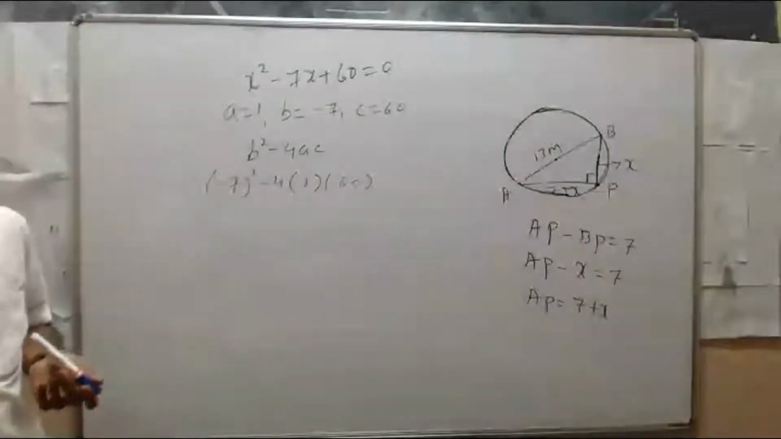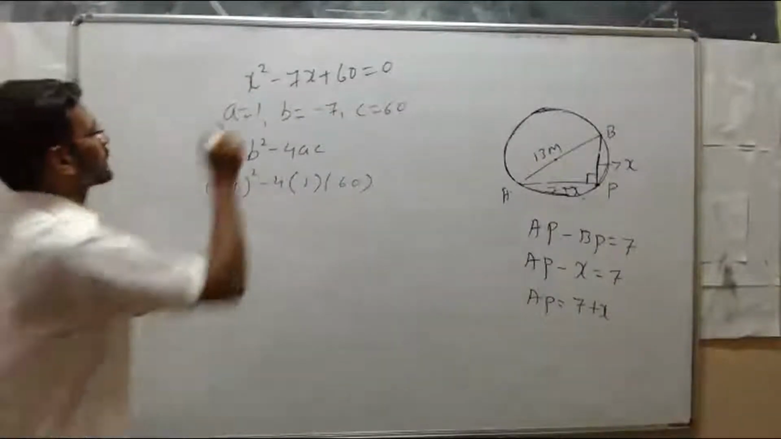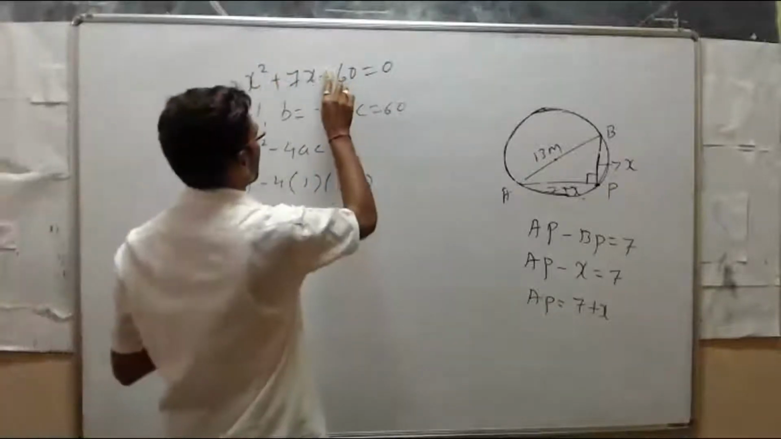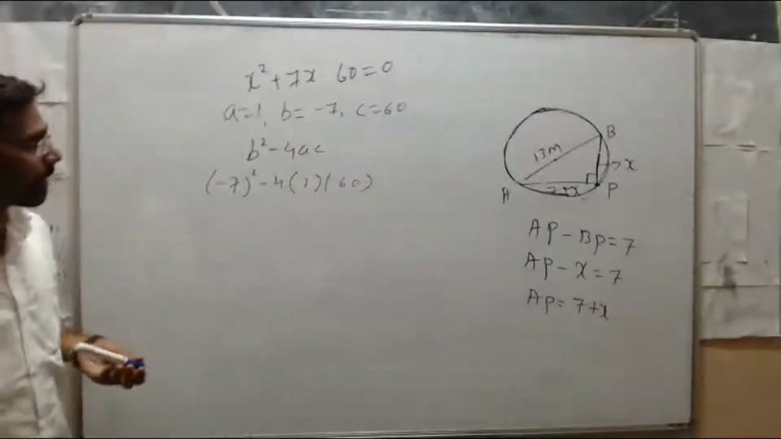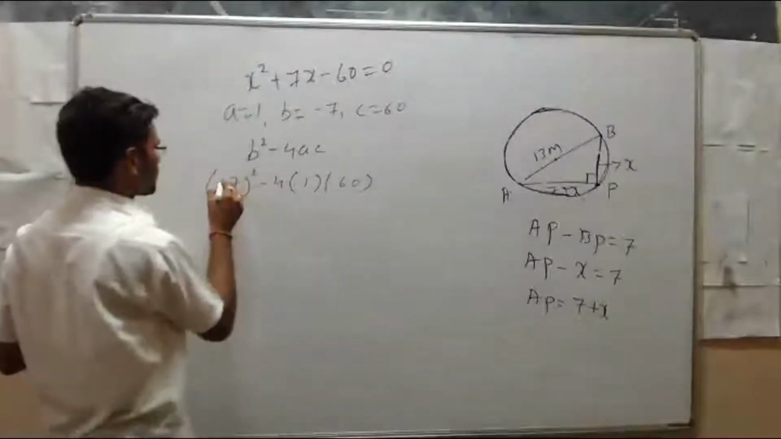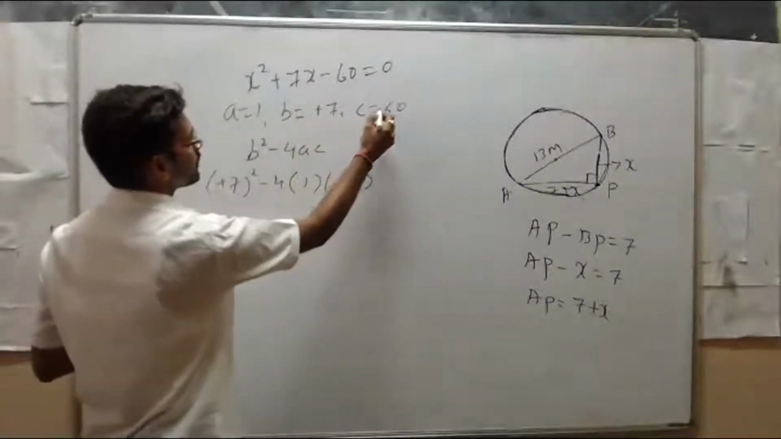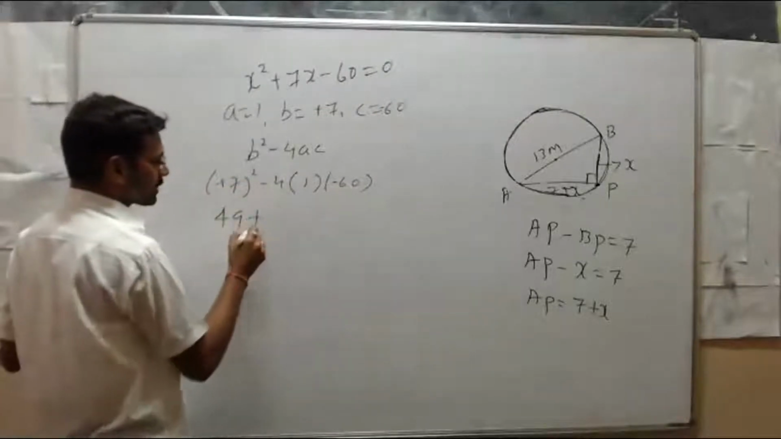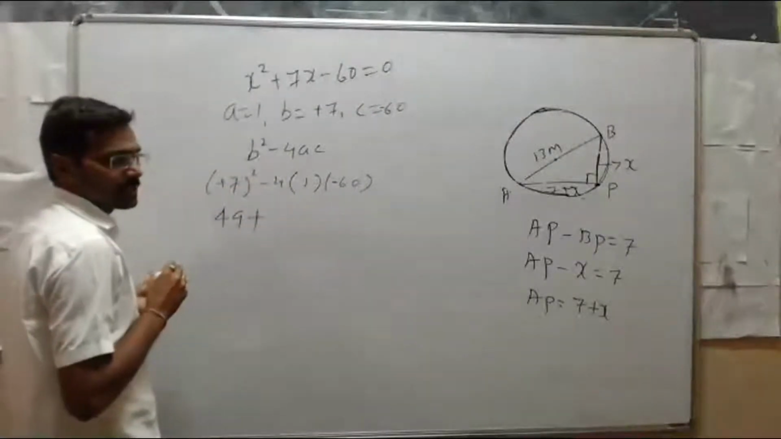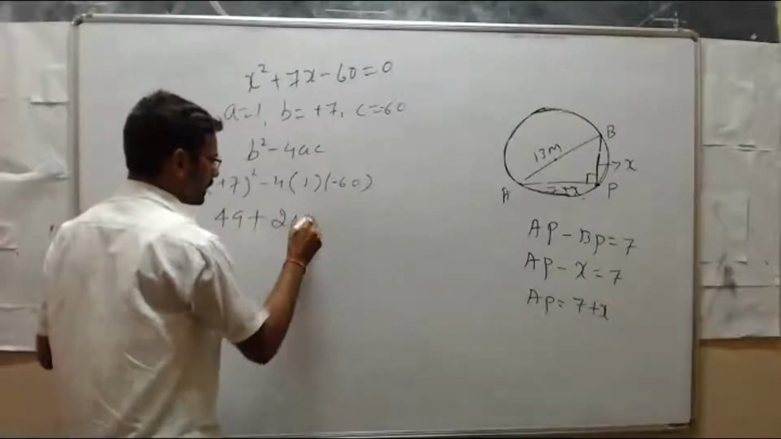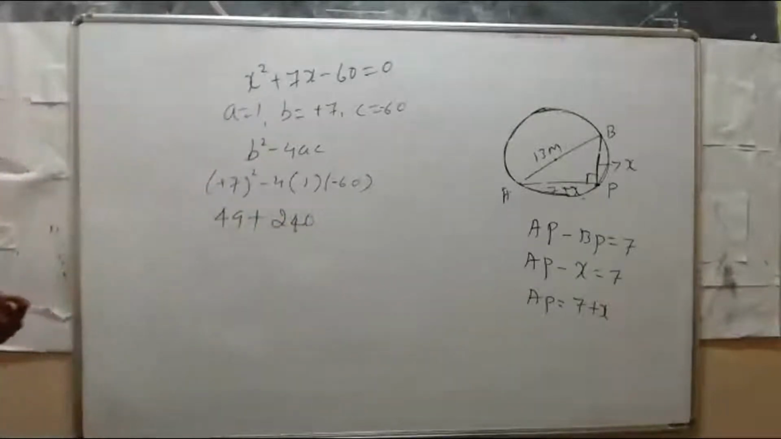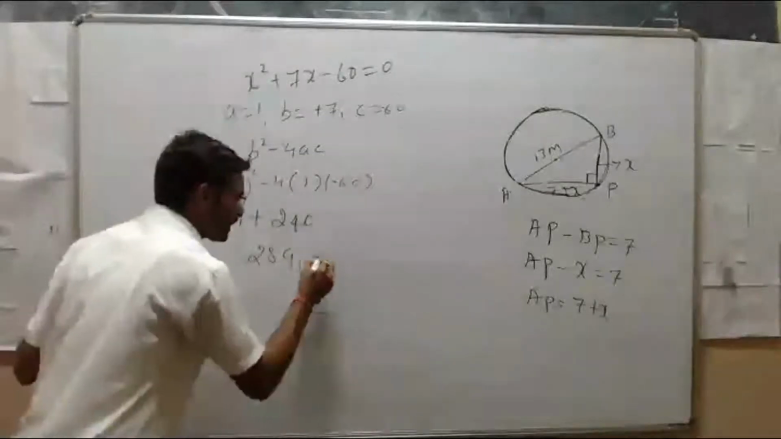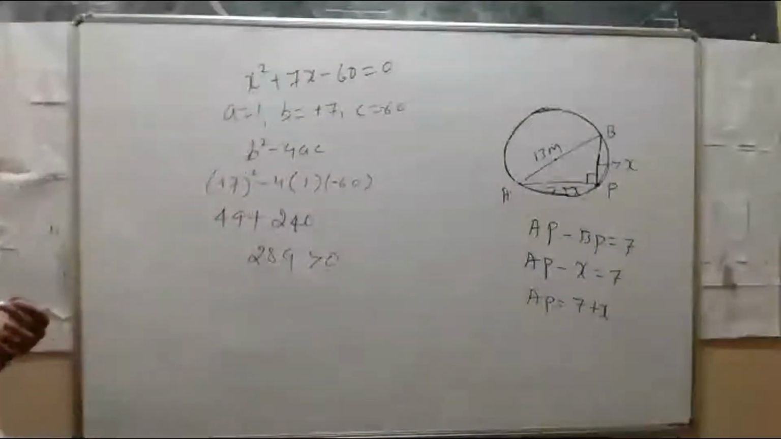So 7 square is 49, and minus 4 into 1 into minus 60 is plus. 60 into 4 is 240. How much is it? 240. 240 plus 49 is 289. It is greater than 0. Yes, greater than 0 means yes.